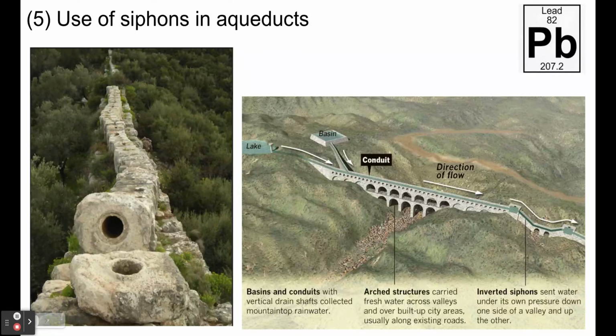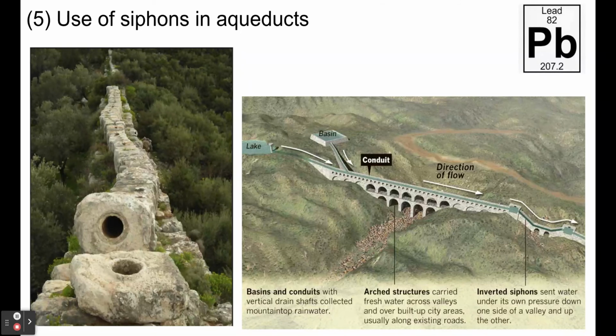So we have many applications for siphons. A significant one, historically, has been the use of siphons in aqueducts. The Romans were big in terms of building aqueducts, and oftentimes they were just simply arched structures which carried the water across like a valley. And so we can see the water flowing here. But sometimes if you have to go down into a valley and then back up the other side, you need an inverted siphon. And that's what this is here.